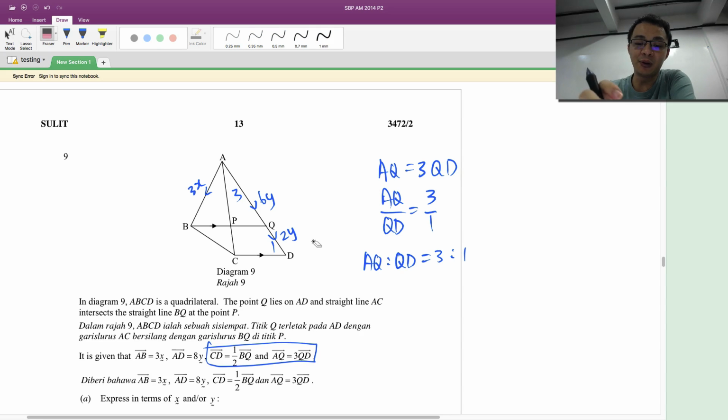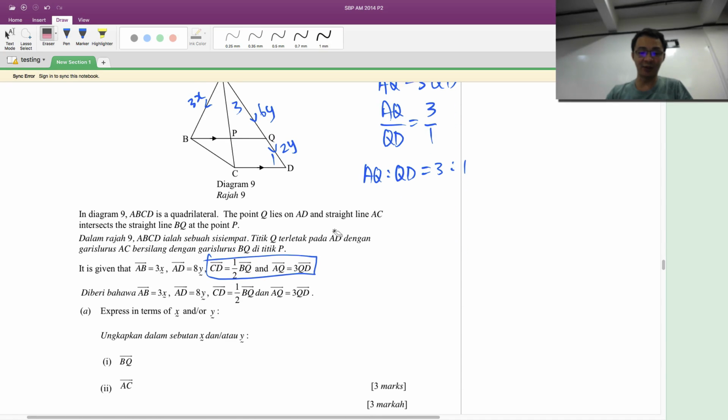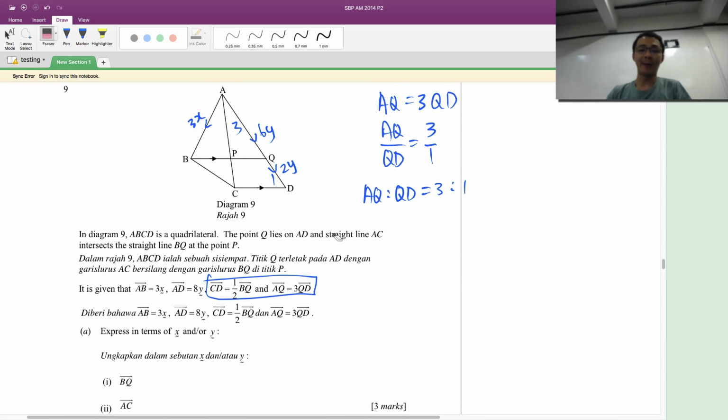Okay, this is how we actually use the ratio. So the first one, they ask you to express x in terms of y. First thing we want to find is BQ. If you want to find BQ, it's quite simple. We know basically BQ equals BA plus AQ. BA is negative 3x plus AQ will be 6y. Done.